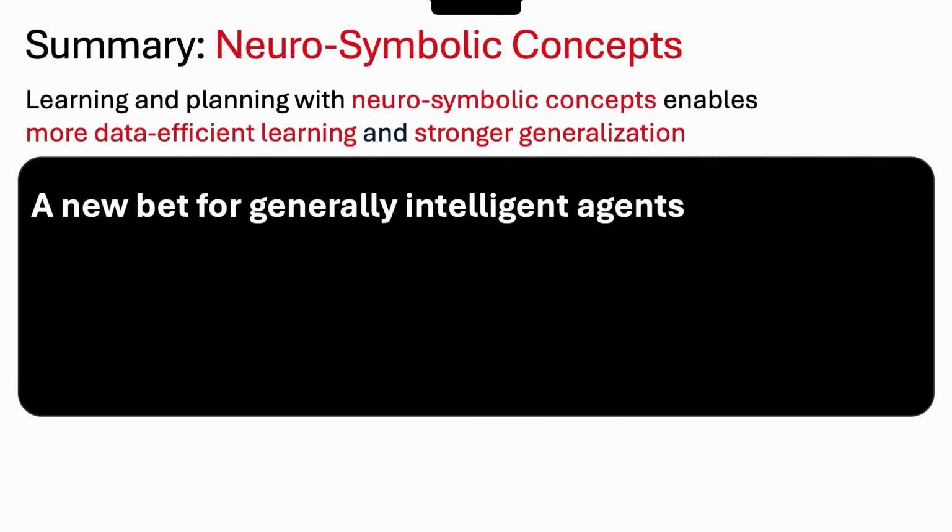So overall, I've been talking about this framework that I've been building in the past about neuro-symbolic concepts to enable more data-efficient learning and better generalization. I would say this is a new bet for generally intelligent systems, which really bridges our understanding of intelligence, that is, how we think about the modularity of them, how we think about the fundamental hardness, the complexity of them, and leverage those insights into our building process to build better and better systems.